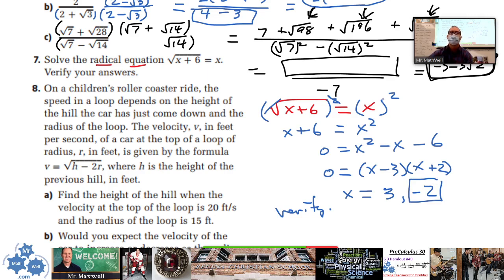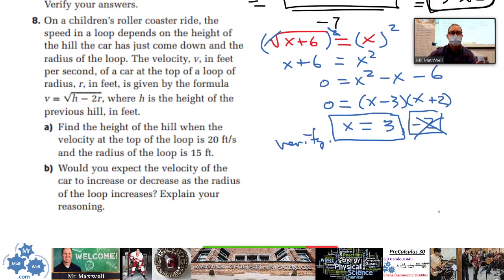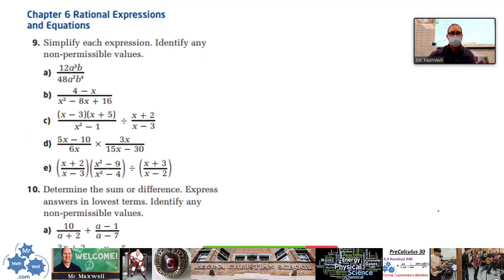See that? So when we square things, we're sort of treating positives and negatives the same. They end up to be the same, so we have a bit of a problem sometimes. So you're going to want to reject negative 2, it appears, for number 7. So x equals 3 is your only legitimate answer for number 7. Any questions there? Always check, right? Always check. Always check.